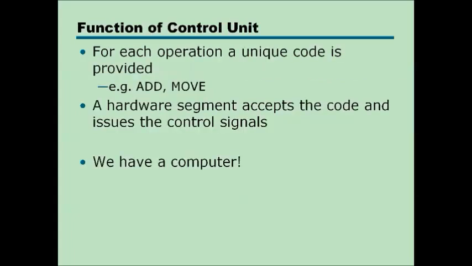So, function of a control unit: for each operation, a unique code is provided, like for example, add or move. This is a code, for example, if you're going to code in assembly language, you can use these codes. Next, a hardware segment accepts the code and issues the control signals.